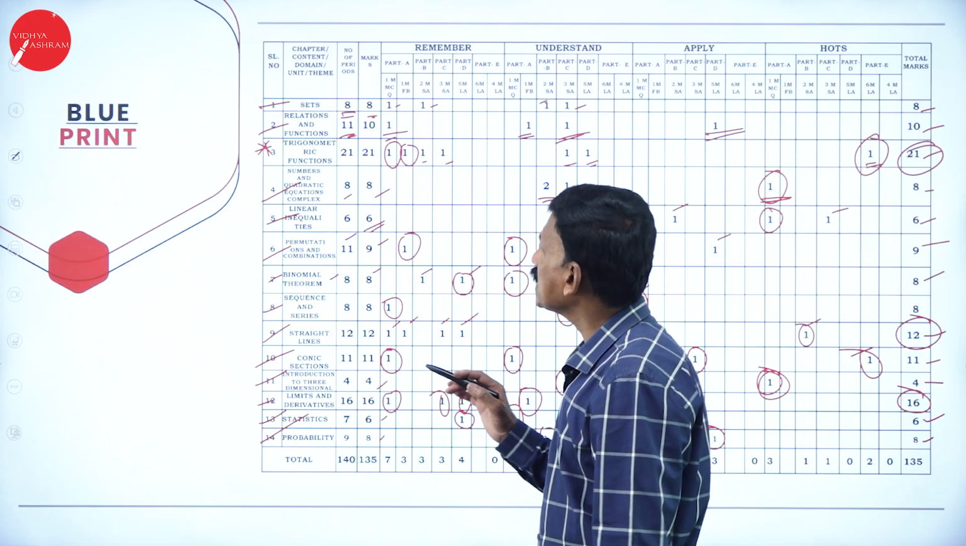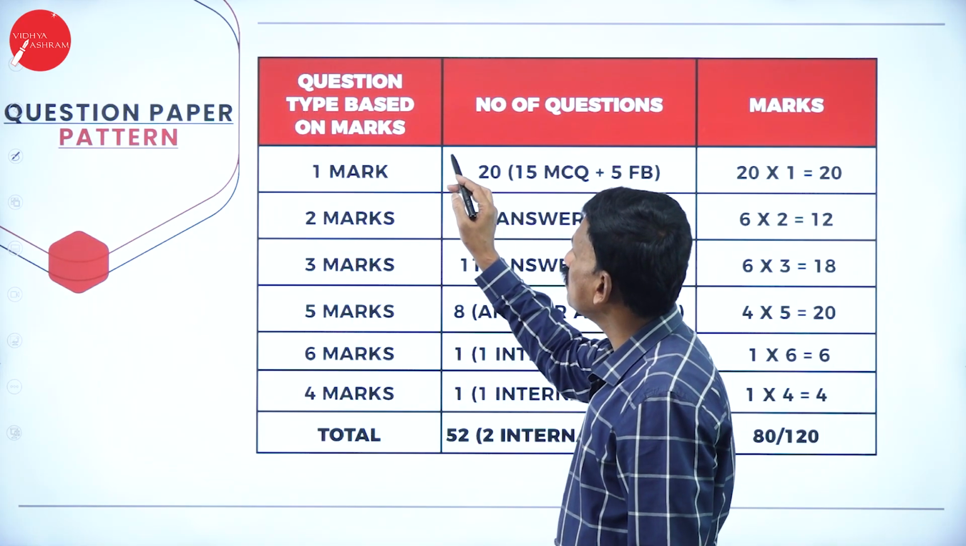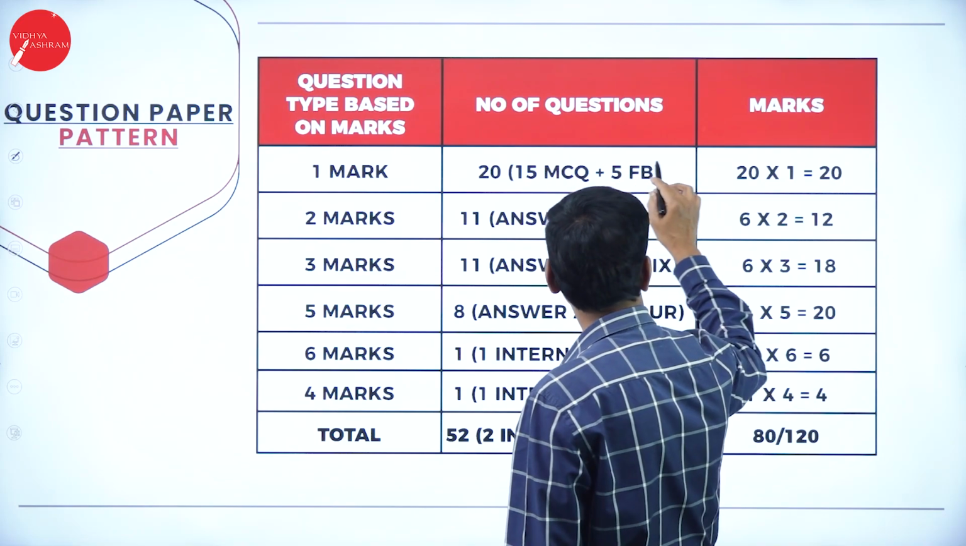Now, let us move on to the second part, the question type based 1 mark, number of questions and the marks.